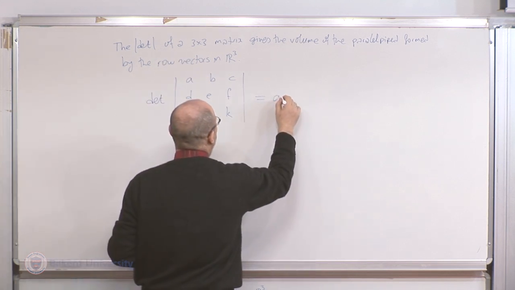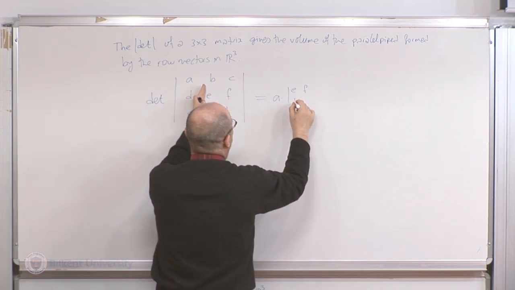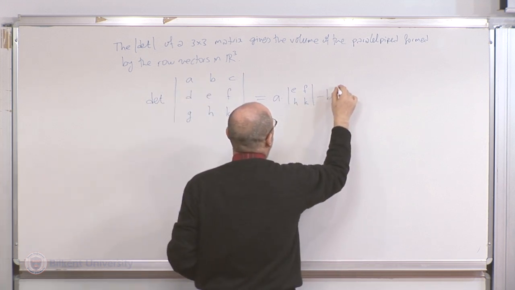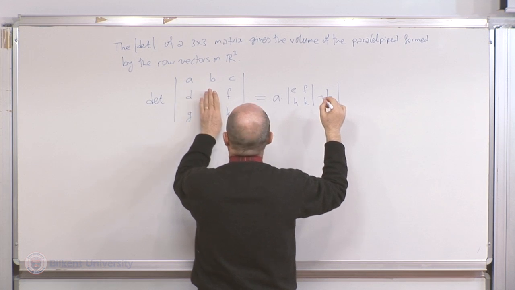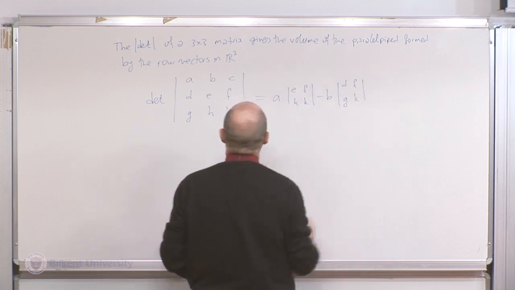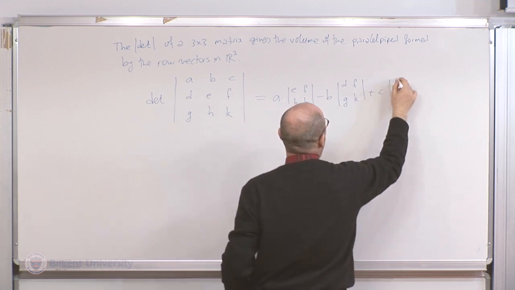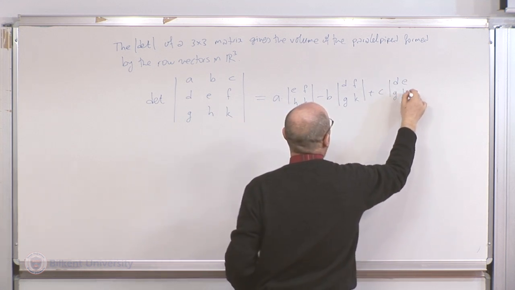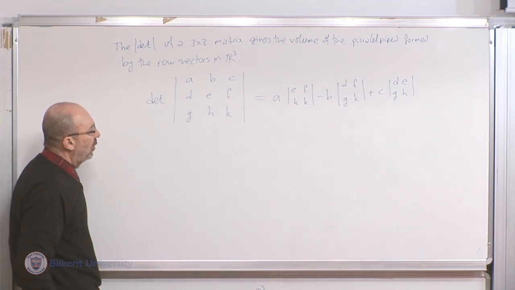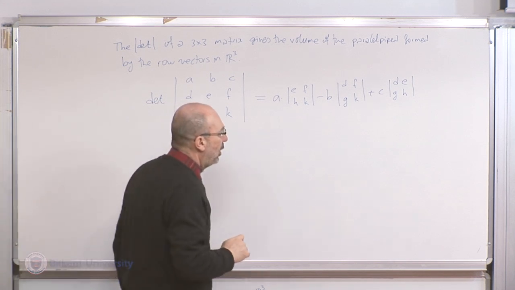So this is A times the determinant of, you cover these things, E, F, H, K, and minus B times, this time you cover these things, D, F, G, K, plus C times, this time D, E, G, H. And we know how to expand these things. So this is what we are going to use. This is the expansion with respect to the first row.